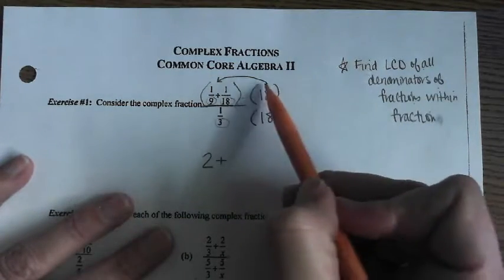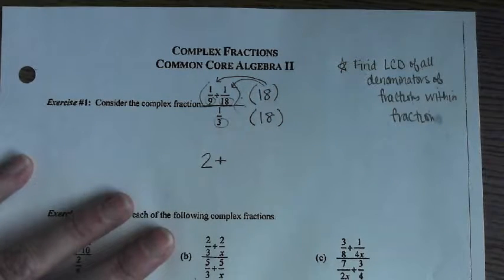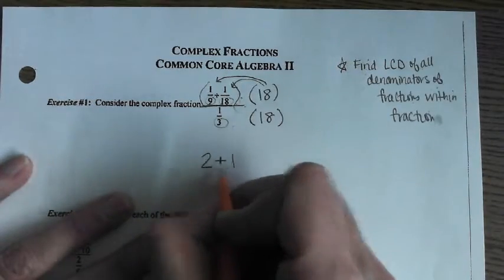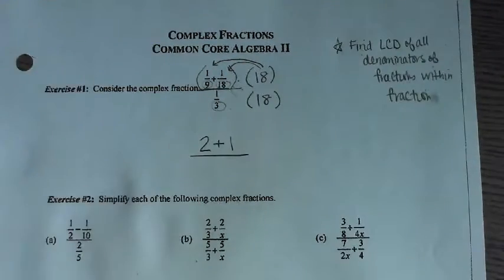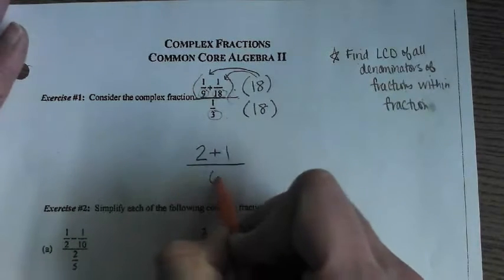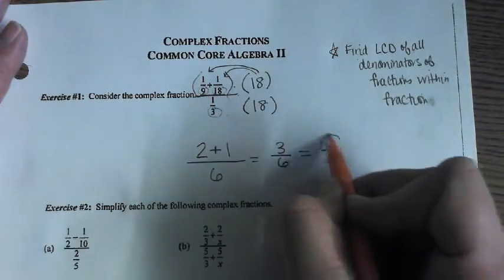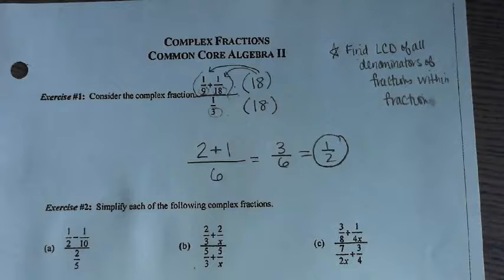Plus 18 times 1/18 is 18 eighteenths, which is what? 1. And now my denominator, 18 times 1/3 is 18 thirds, which is 6. So then we just have 3 over 6, which is 1/2, and our complexity is gone. Okay? So numerically, that's how it works.